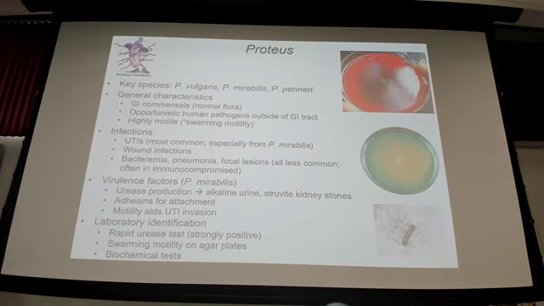Also, it produces a virulence factor that we haven't talked about much yet, and that is a urease. So bacteria that produce urease are able to cleave urea into ammonia. And there's a quick lab identification test we could do, a biochemical test, to see if it's urease positive. If it is, it could be further evidence you're dealing with a Proteus species.